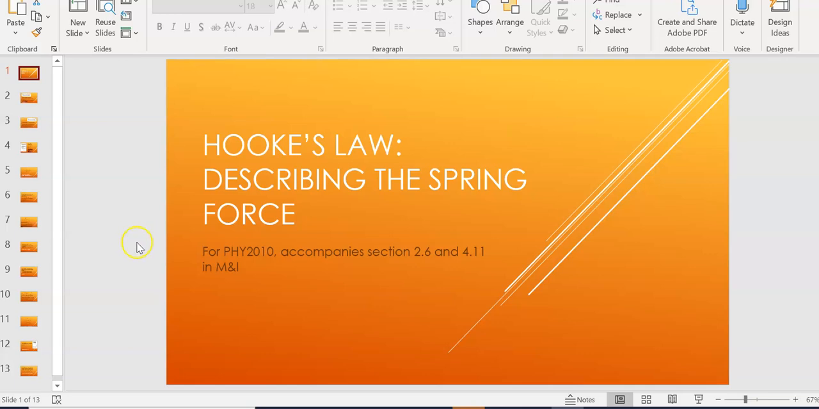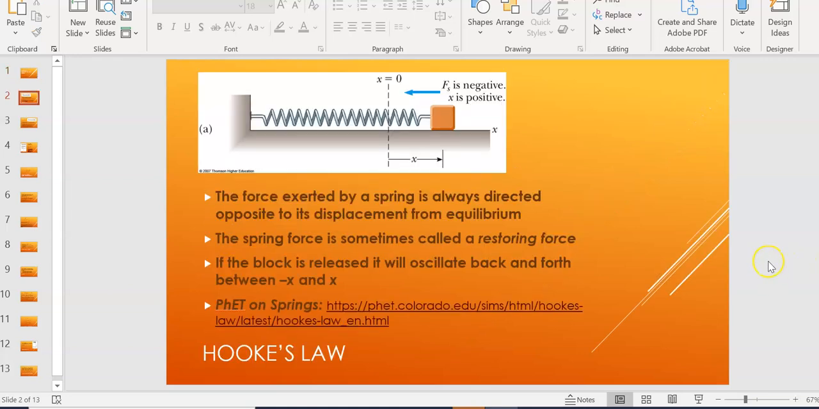Hey everybody, today I want to talk to you about Hooke's law, which describes the spring force, and this accompanies your textbook Matter and Interaction section 2.6. But because I wanted to jump the gun a little bit, it also covers some topics in section 4.11 in chapter 4. Okay, so first of all, to remind you of Hooke's law, this is a spring force.